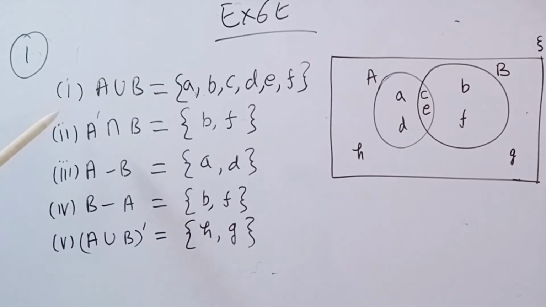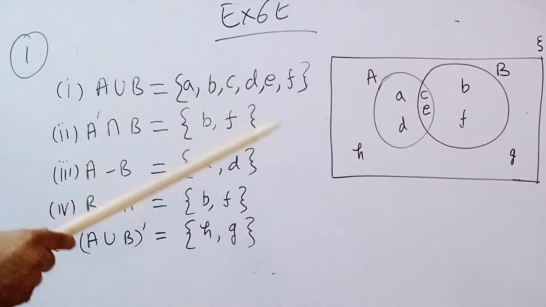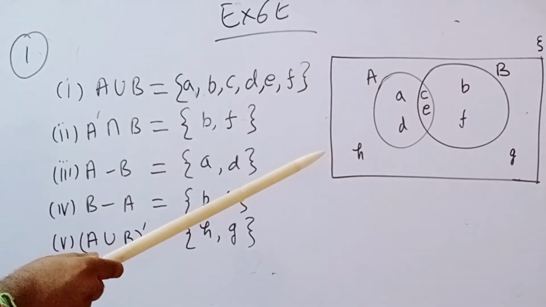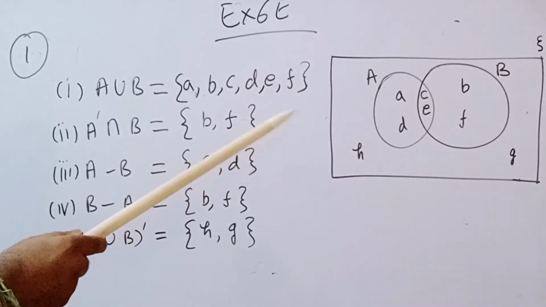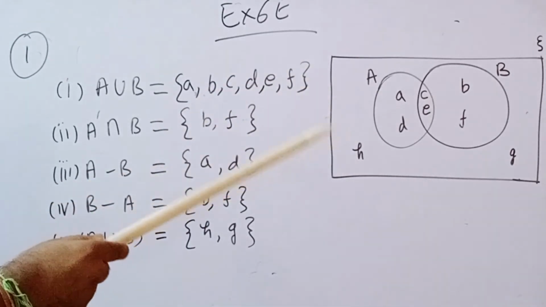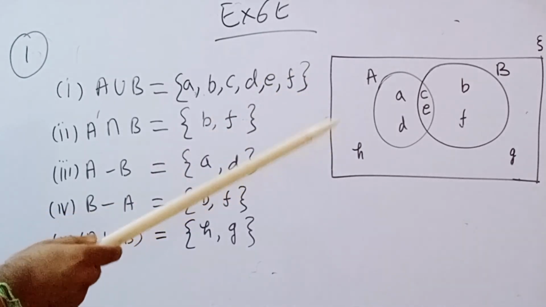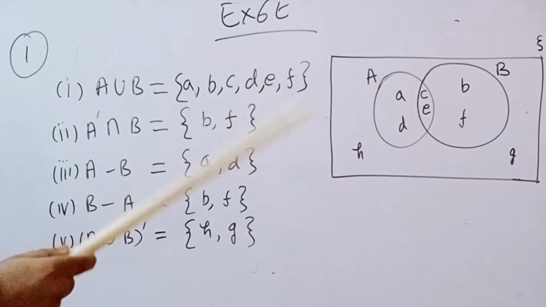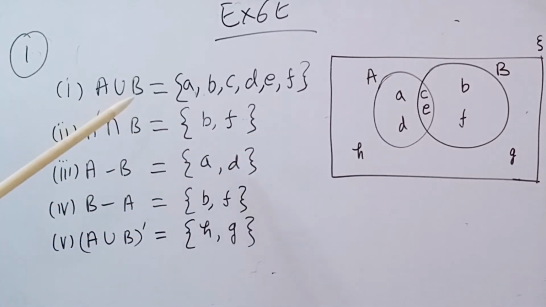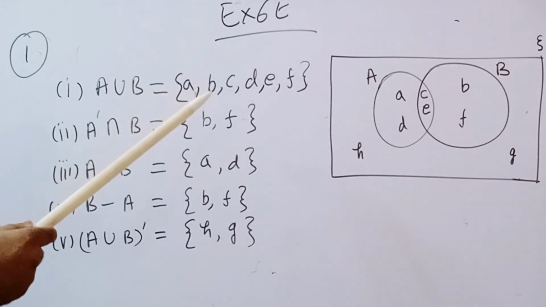So we have to find out A union B, that means all elements of A and all elements of B. You can see the elements of A are A, C, E, D, and elements of B are C, B, E, F. As C, E are common in both A and B, we will take them once only. So A union B will be A, B, C, D, E, F.